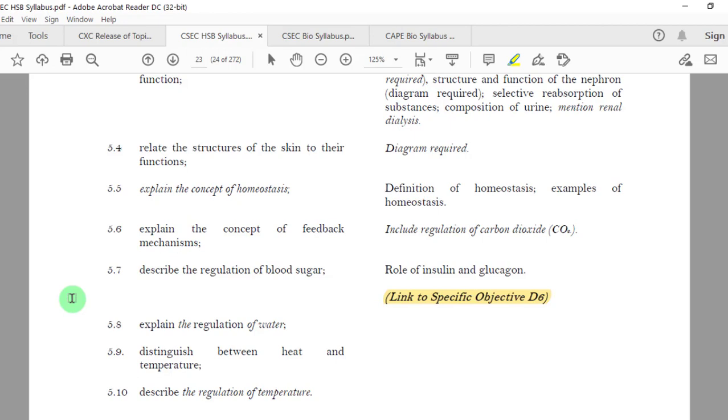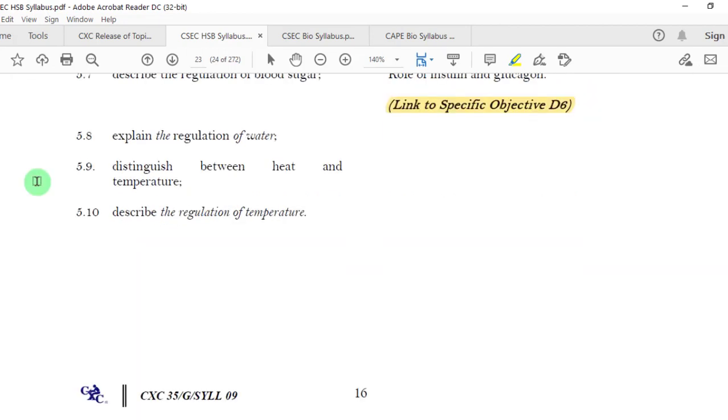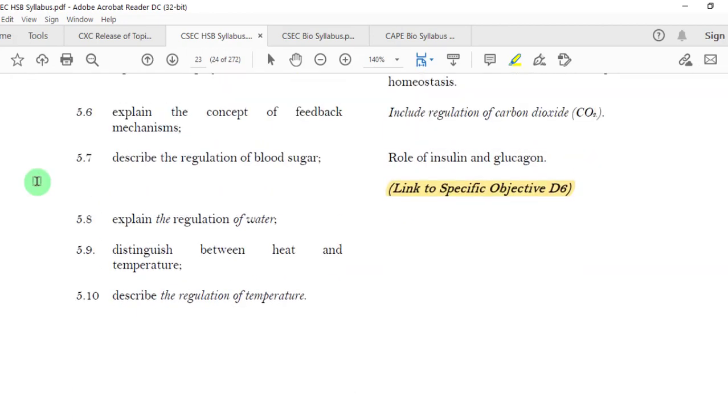So in other words, you can't expect that you're going to have a question that's going to test you only in excretion and homeostasis, but it's also going to ask you to show the link between, for example, this objective in particular and the chronic disease of diabetes. Because that's where the insulin, especially insulin, falls in. All of this you need to study, right?